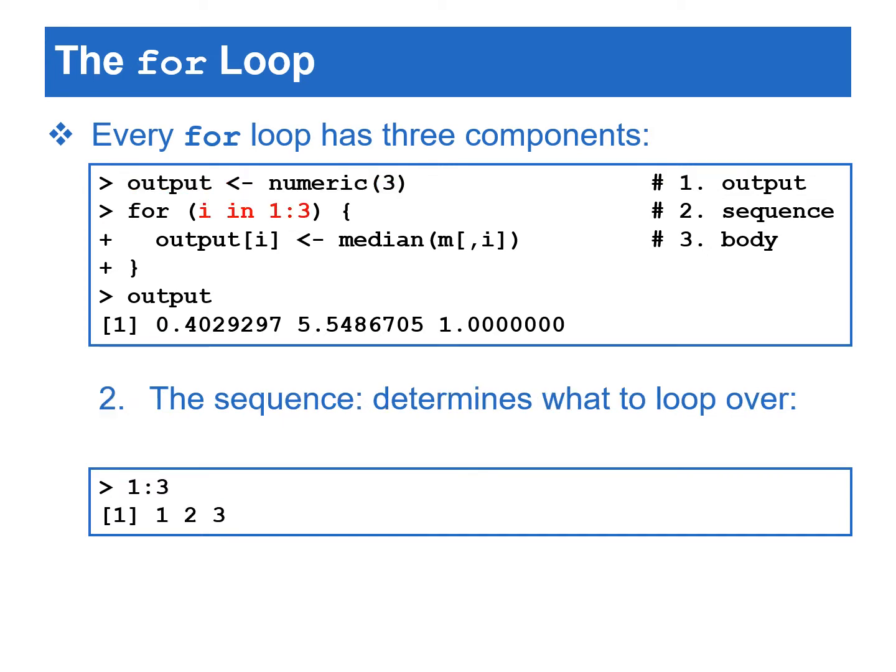The second step is generating a sequence. This step determines how many iterations the loop runs. During each iteration of the loop, the index variable, such as i, is assigned from 1 to 3.